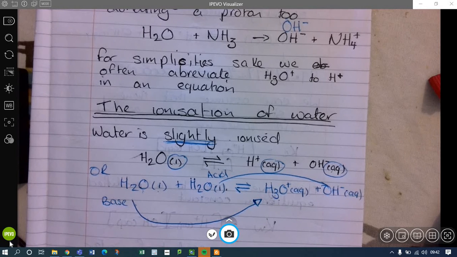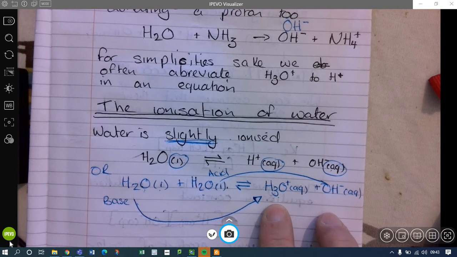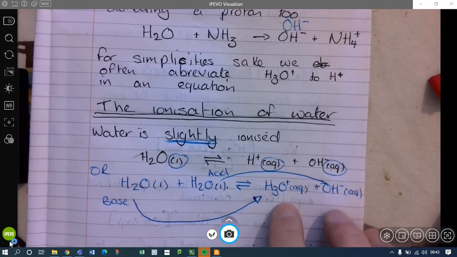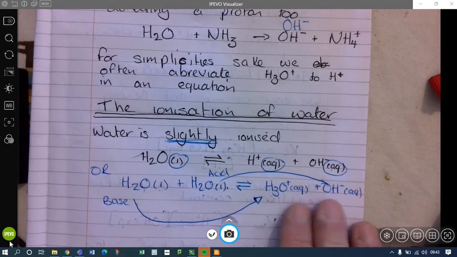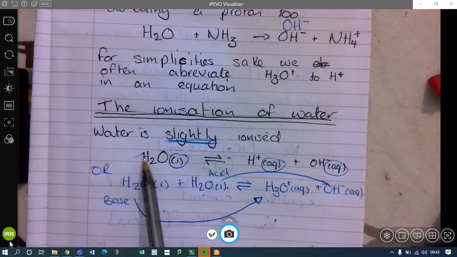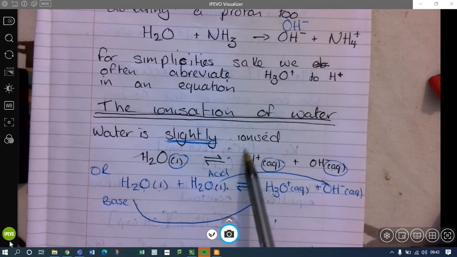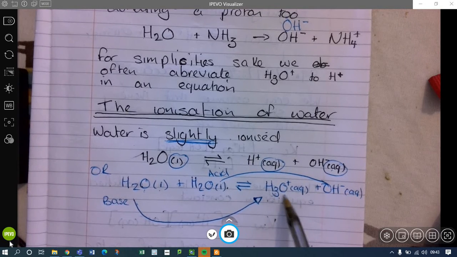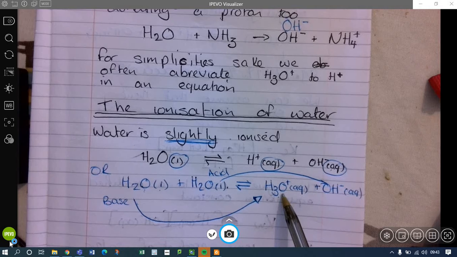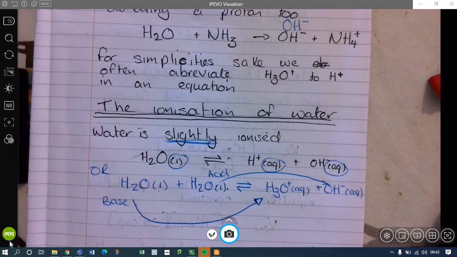So that's why I've not done it as 2H2O, because I wanted you to see that one molecule of water is acting as an acid, the other molecule of water is acting as a base. And because of that, what we then get is the H3O+ ion and the OH- ion. We often abbreviate this back to H2O dissociating or ionizing into H+ and OH- ions. So whenever we see H+ ions, what we're actually referring to is the hydroxonium ion, or the oxonium ion, which is this one. Okay, I'm hoping that you're following that.